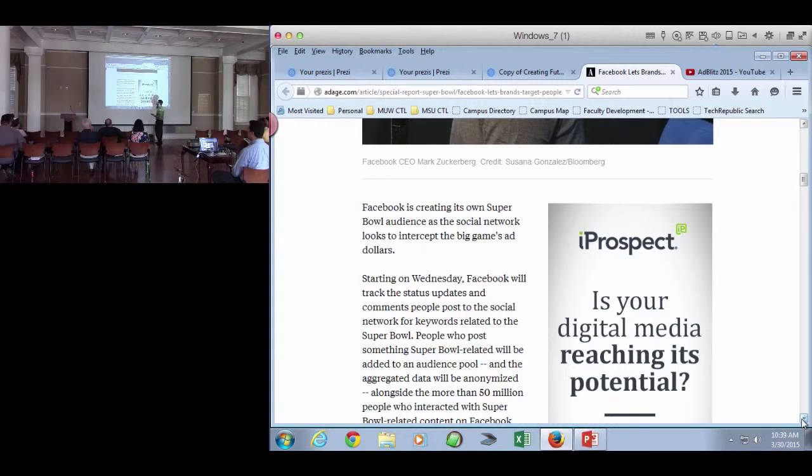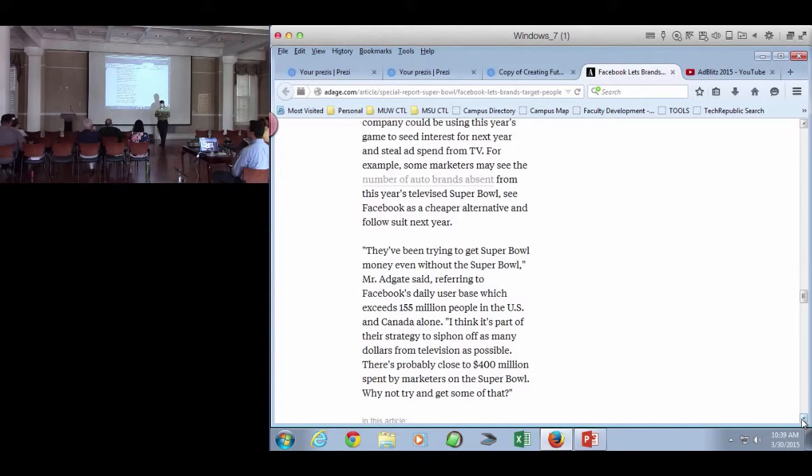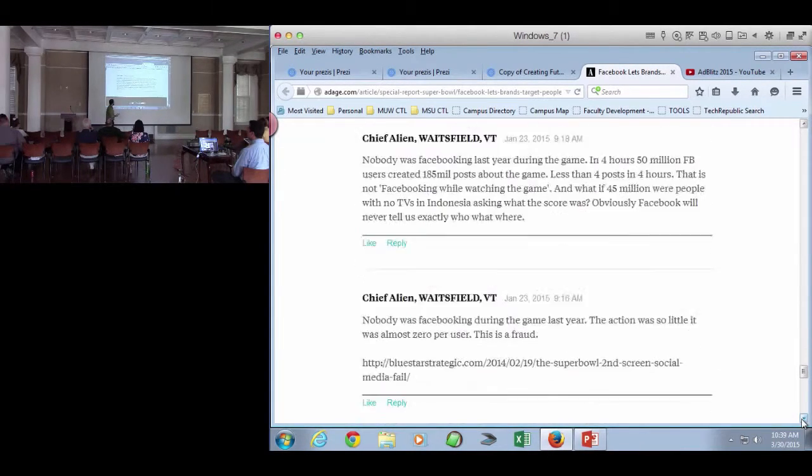So Facebook's creating its own Super Bowl audience, and we're going to scroll down and keep looking, and we can see what they're doing with it and all of that. So we can look at articles, we can look at websites. If I want to scroll through and talk about web design and internet marketing, we can look at the top of a page. We can look at where the ads are on a page if we're talking about sales. You go all the way to the bottom, you can see where the comments are.